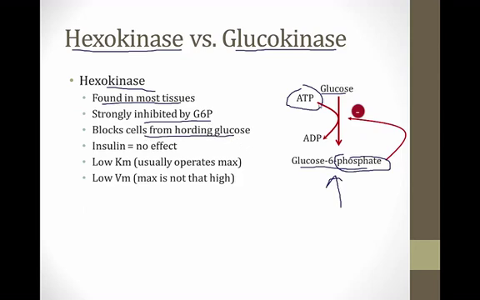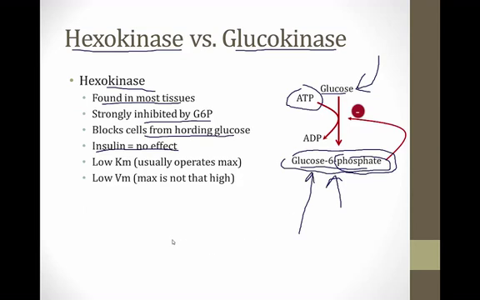Let me explain what I mean by that. Cells will take up glucose and phosphorylate it, but once they develop a sufficiently high level of glucose 6-phosphate, that will inhibit this step, and the cell will stop taking up glucose. In other words, cells will only take up glucose until they have satisfied their metabolic requirements. Also, in contrast to glucokinase, insulin does not have an effect on hexokinase. It is always operating based on the level of glucose 6-phosphate inside the cell.